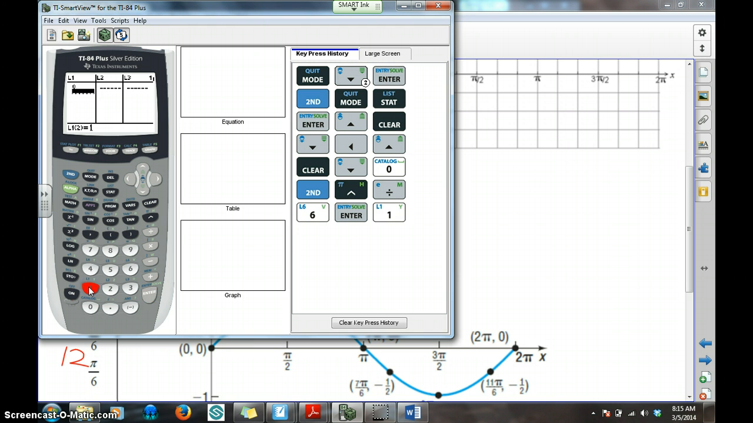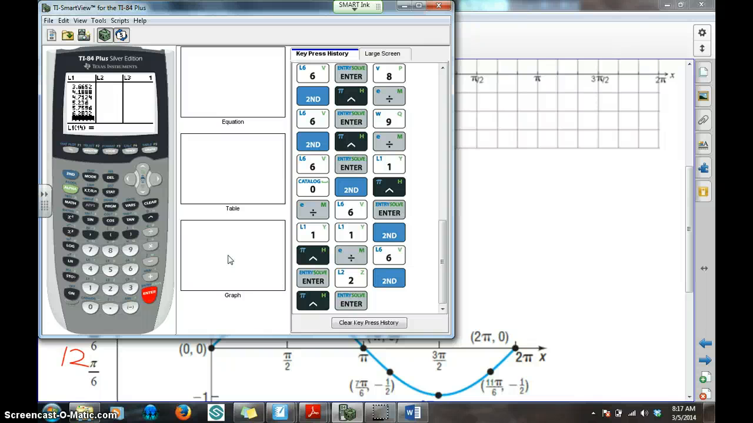But when I hit 1 pi over 6, it's going to turn into a decimal. That decimal is the equivalent of 1 times 3.14, divided by 6. That's okay. I want you to finish typing in all the way up to 12 pi over 6, please. Okay, so we've got all those values in our table.